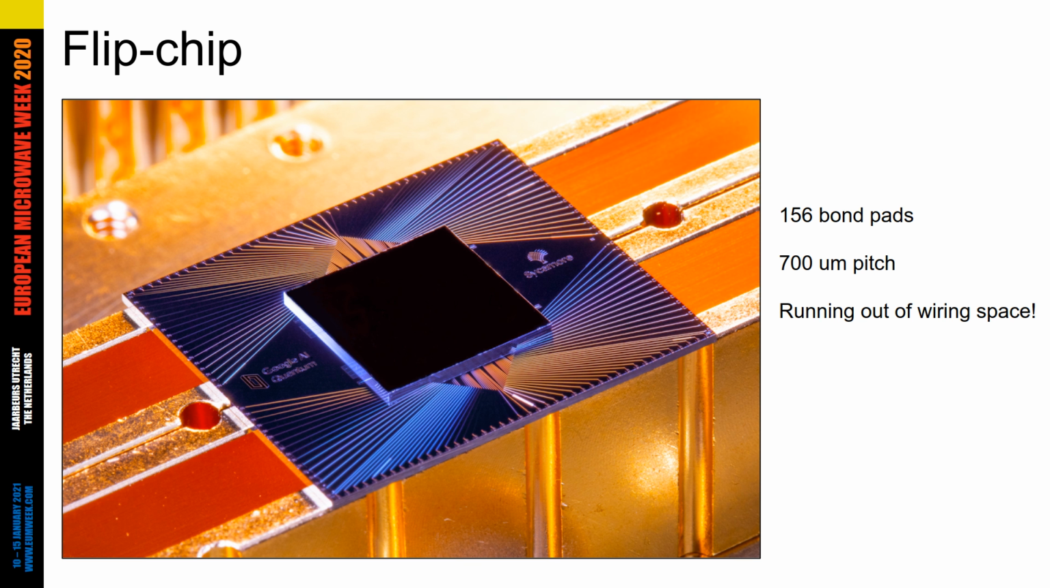Here's a picture of one of our flip chip devices. The black square in the center is the chip with the qubits on it. You can't see any features because they're on the other side. And then the big chip around it is the carrier with all the input-output wiring. So there are wire bond pads around the perimeter, and then you can see the fan out of all the lines going underneath the qubit chip to connect to the qubits. In this particular image, we have 156 bond pads at a 700 micron pitch. You can see that we're running out of wiring space. We've used up the perimeter of our carrier chip, and while we could continue to make the carrier bigger and bigger, that will eventually fail, and so we're going to have to find some way of bringing in more wires in a denser way on these chips.